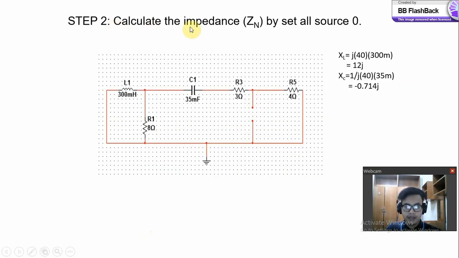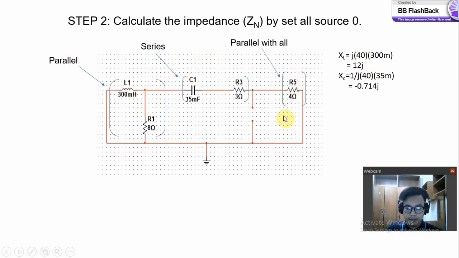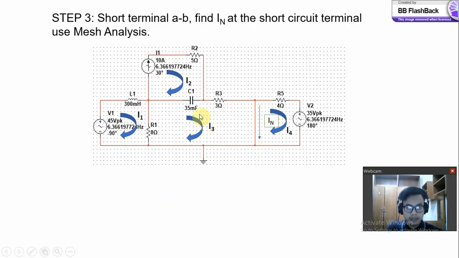For the second step, calculate the impedance by setting the sources to 0. For the current source, I set 0 and it becomes an open circuit. For the voltage source, when set to 0, it becomes a short circuit. Therefore, the inductance and the capacitance. Firstly, for the Zn, parallel this and series this. The total parallel and series, parallel with the 4 ohm resistor, is my value for Zn. For step 3, just short the terminal A and B and find In.